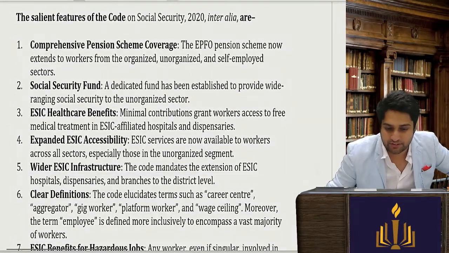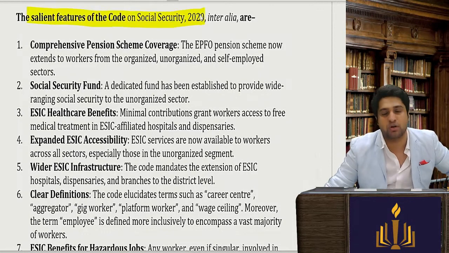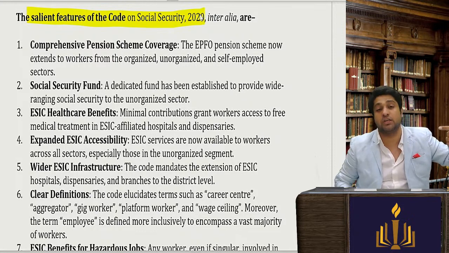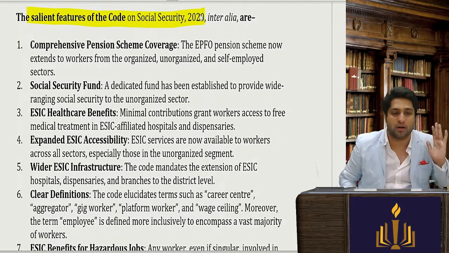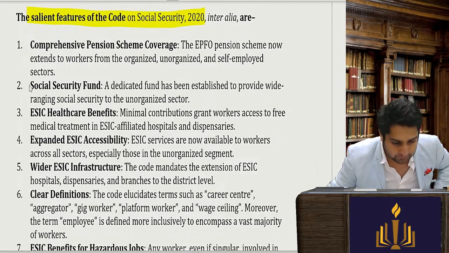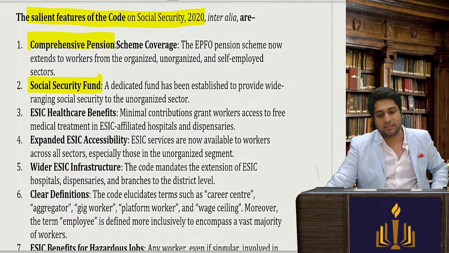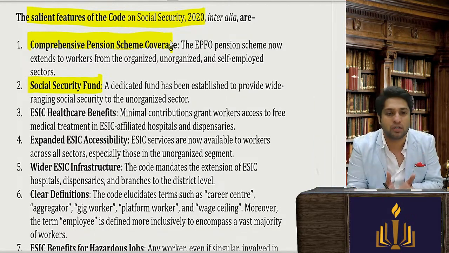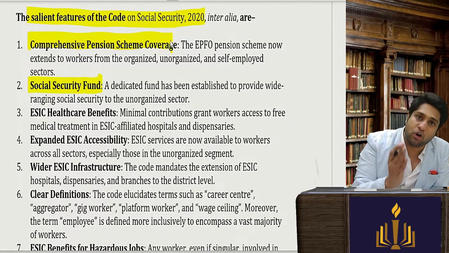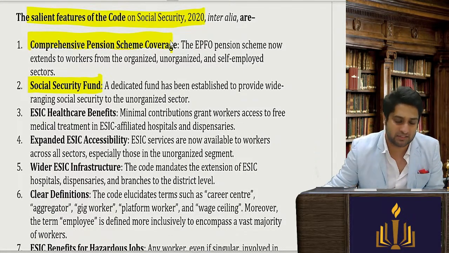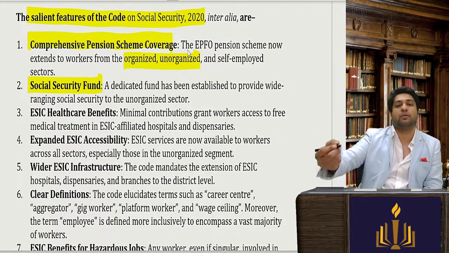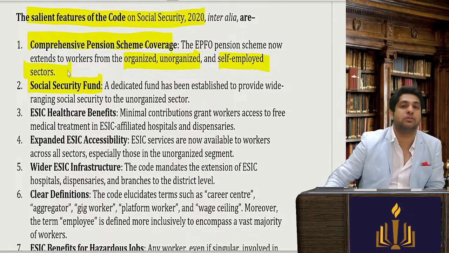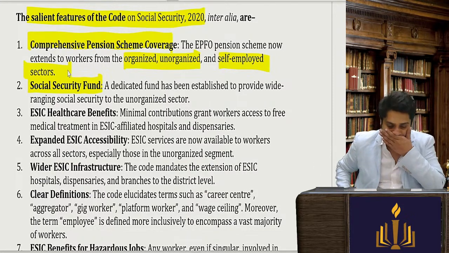So let's see the salient features of the Social Security Code. So remember, the Social Security Code is talking about insurance, is talking about compensation. So I'll mark the important part. First is, it is a comprehensive code, a complete code which is targeting organized as well as unorganized sectors, which was never there before, and self-employed such as gig workers also, freelancers also.